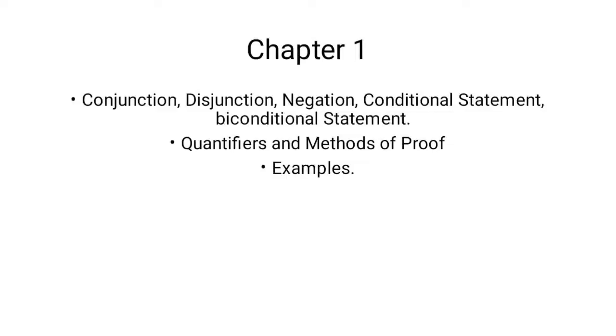In this chapter 1, we're considering conjunction, disjunction, negation, conditional statements, biconditional statements, quantifiers, and methods of proofs. And thereafter, we'll consider some examples. I should also note that we'll be verifying when a statement results in a contradiction.